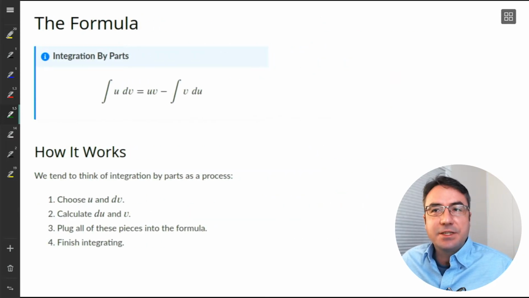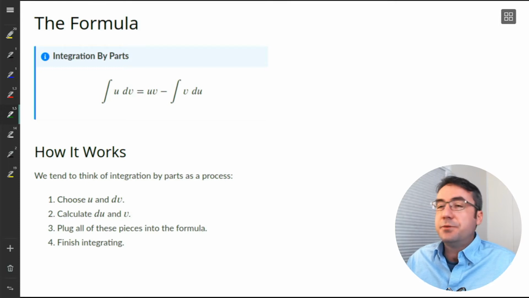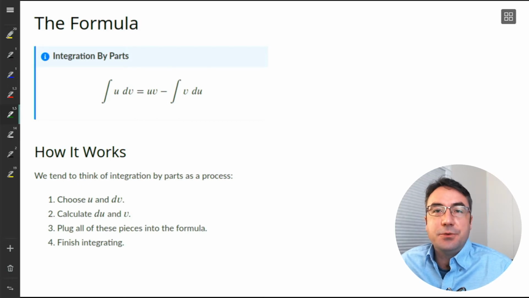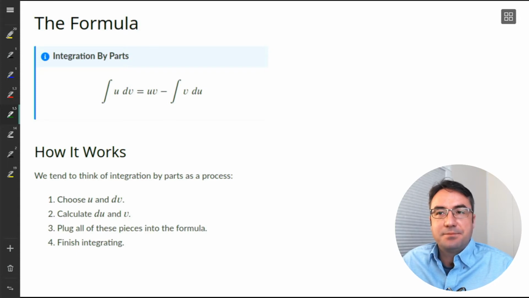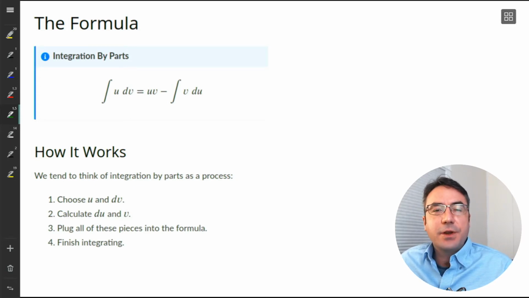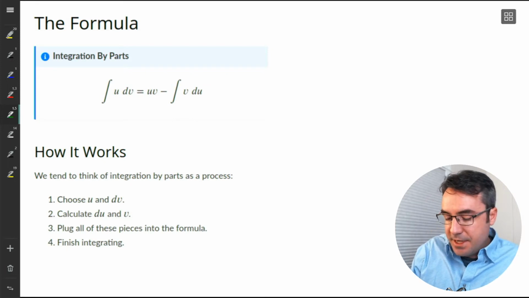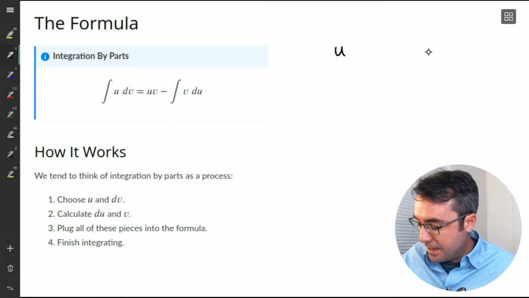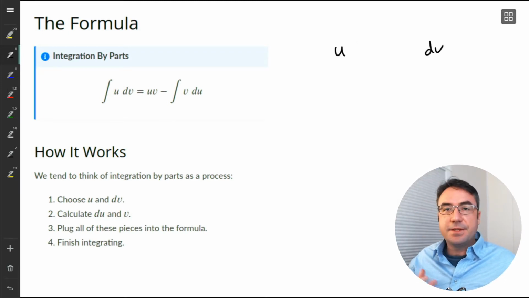So let's look at the more condensed version. This is the formula that we're going to be using. It says the integral of u dv is equal to u times v minus the integral of v times du. So this is the one we'll refer back to most of the time. And we're going to think of integration by parts kind of like what we did for substitution rule. We're going to think of it more as a process. So the first step of that process is to choose u and dv.